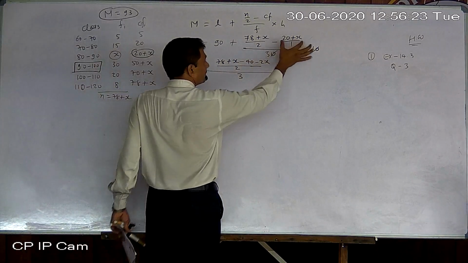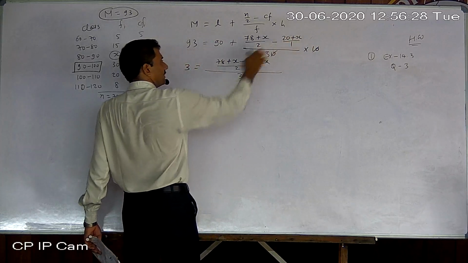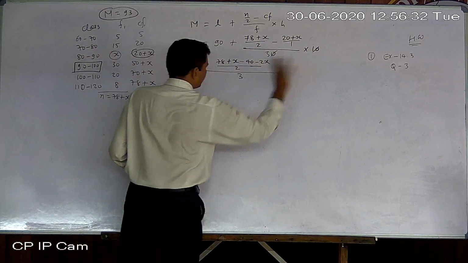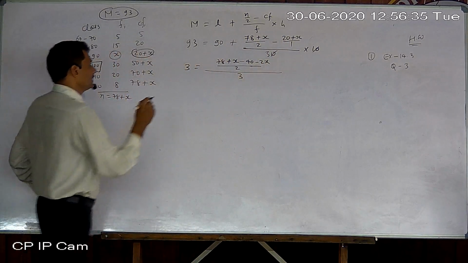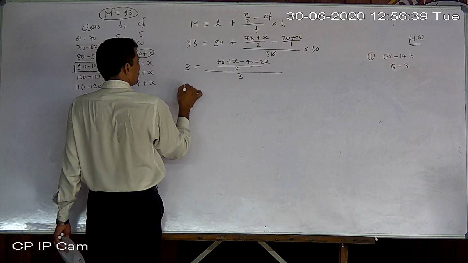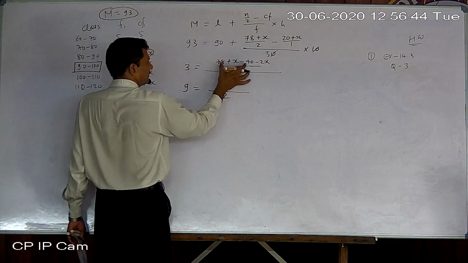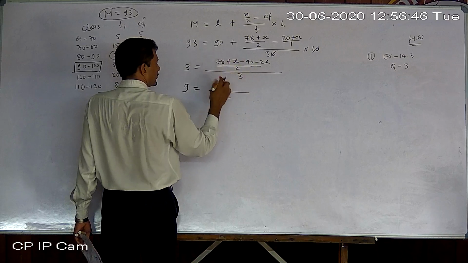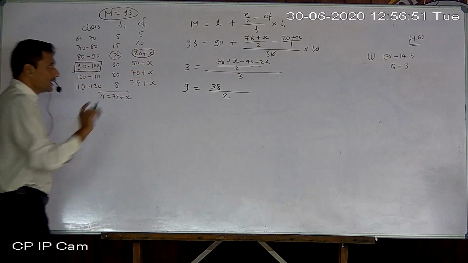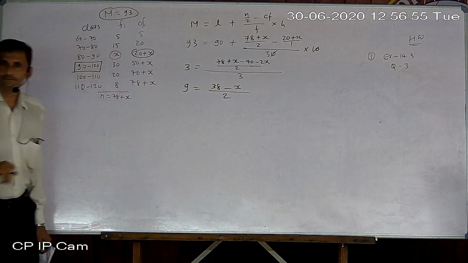The minus sign is there before the bracket, so both will become minus and twice. Why? Cross multiplication. Now nothing is left here, multiply 1 only. Now you can shift this 3 to the left side, so it becomes 3 threes are 9. Now 2 is left here. Now just simplify. 78 minus 40 is 38. x minus 2x is minus x.